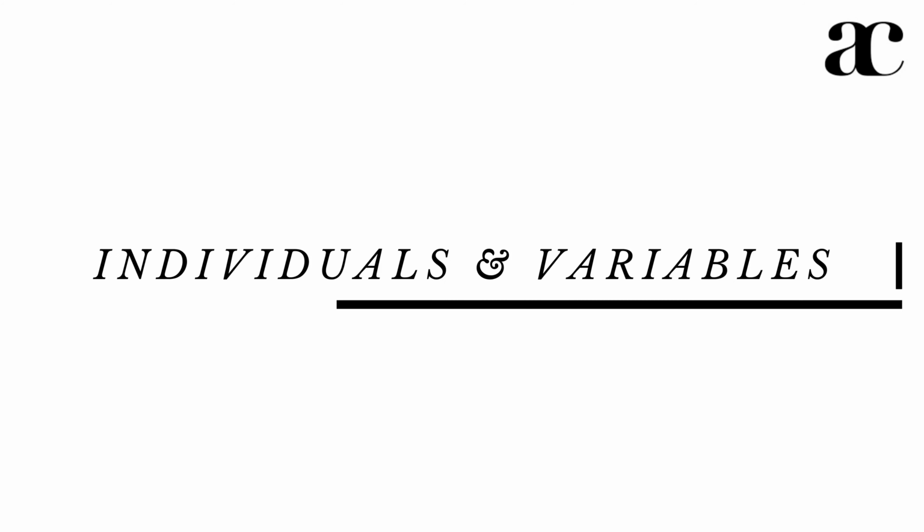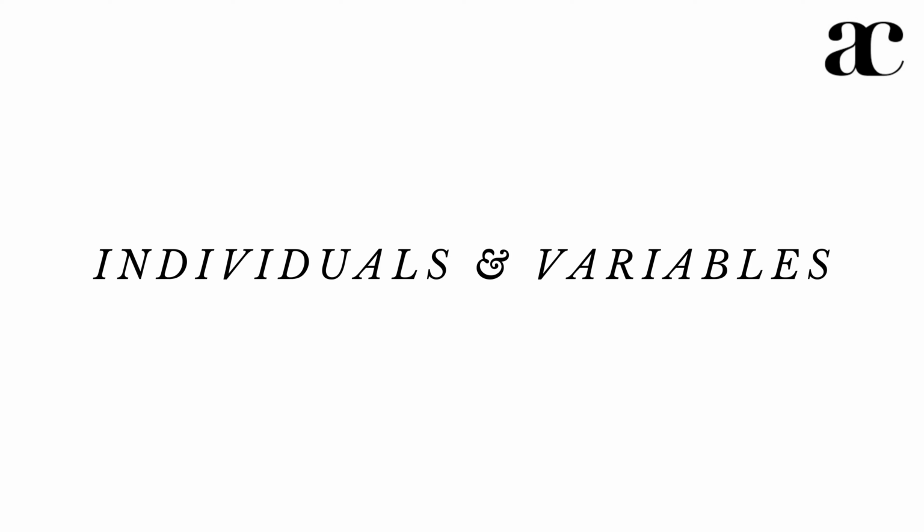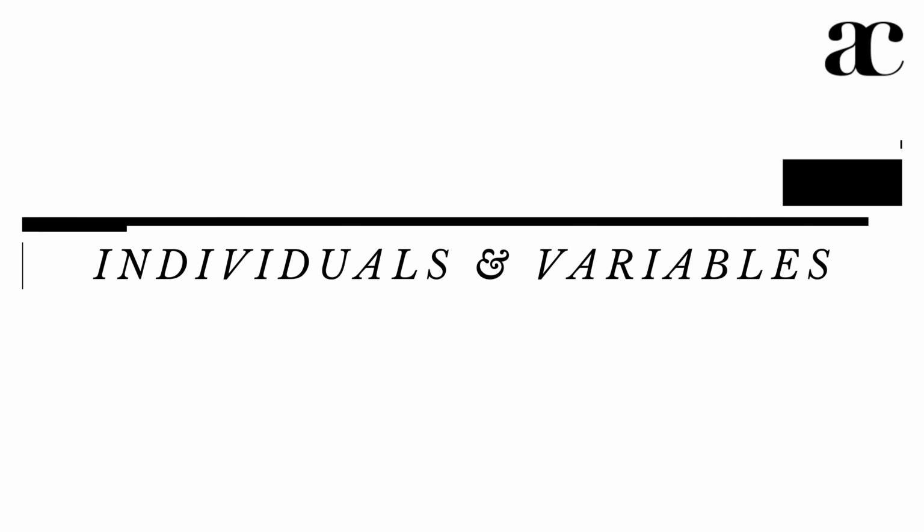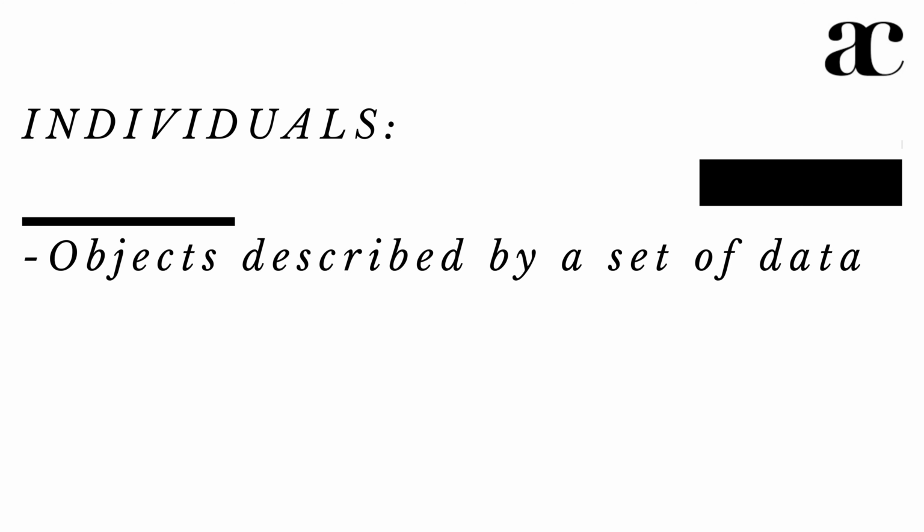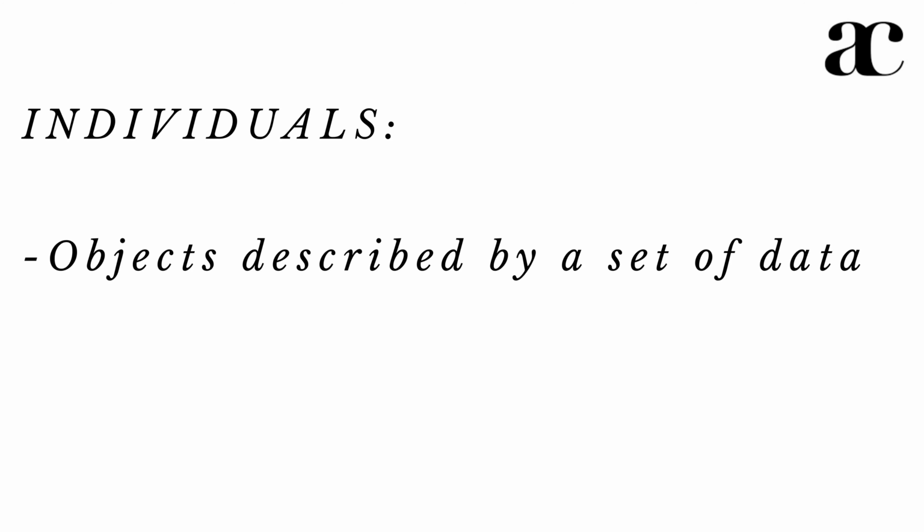So let's talk about individuals and variables, the first part of our Chapter 1. So let's get into individuals first. Individuals seems pretty self-explanatory, but I'll explain it again just in case. Individuals in statistics are objects described by a set of data.